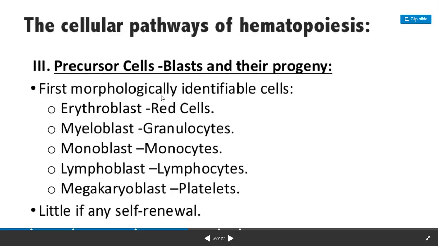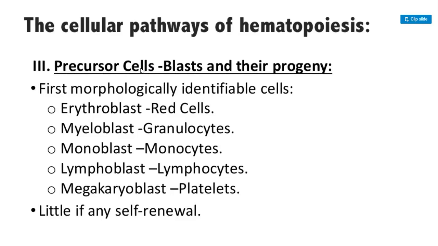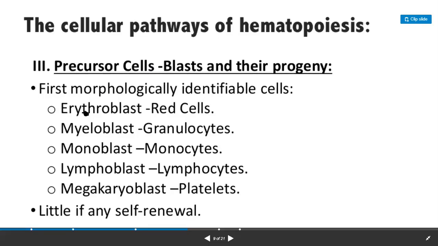Now, the first morphologically identifiable cells are the precursor cells. These are the first cells that you can morphologically identify, because the previous cells we were talking about, the colony forming units, you cannot actually identify morphologically. But the first cells you can identify are the precursor cells, or the blast cells. So we'll have erythroblasts, which will divide again or differentiate to give rise to red blood cells, or erythrocytes. Then we have myeloblasts, which will give rise to granulocytes. So neutrophil, eosinophil, and basophil will come from myeloblasts. And then we'll have monoblasts, which will divide to give rise to monocytes. Then lymphoblasts will divide to give rise to lymphocytes. And then megakaryoblasts will divide to give rise to platelets.